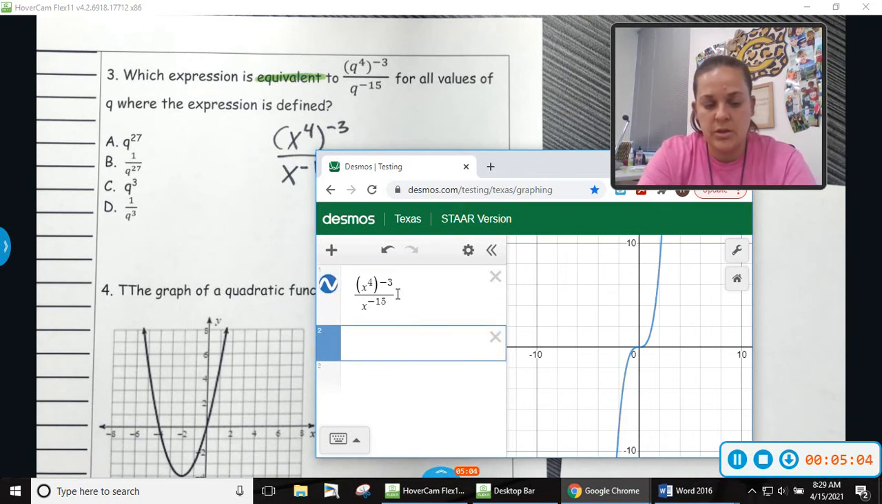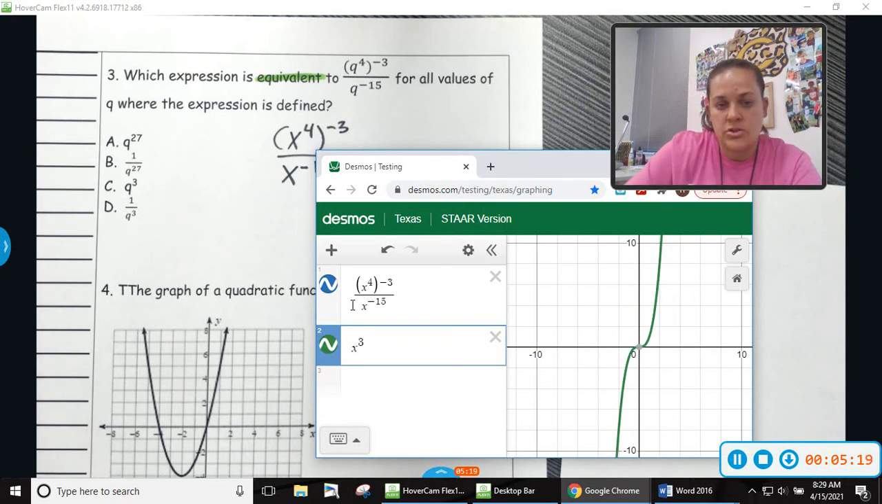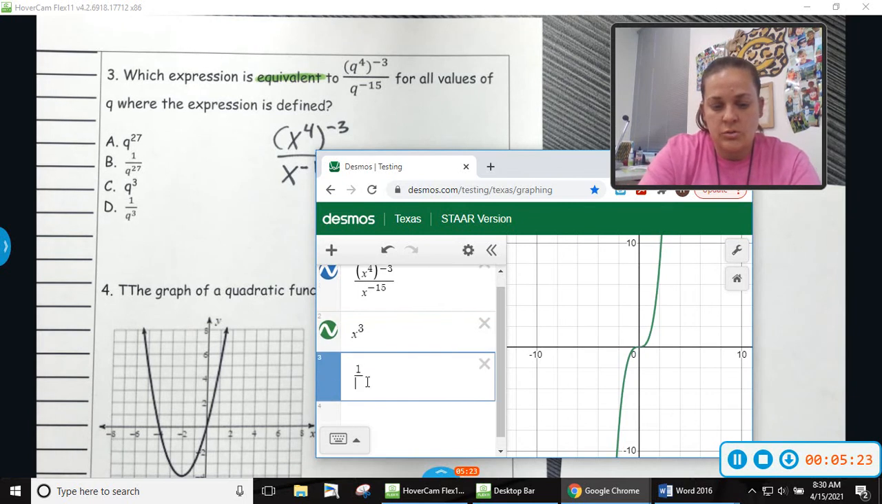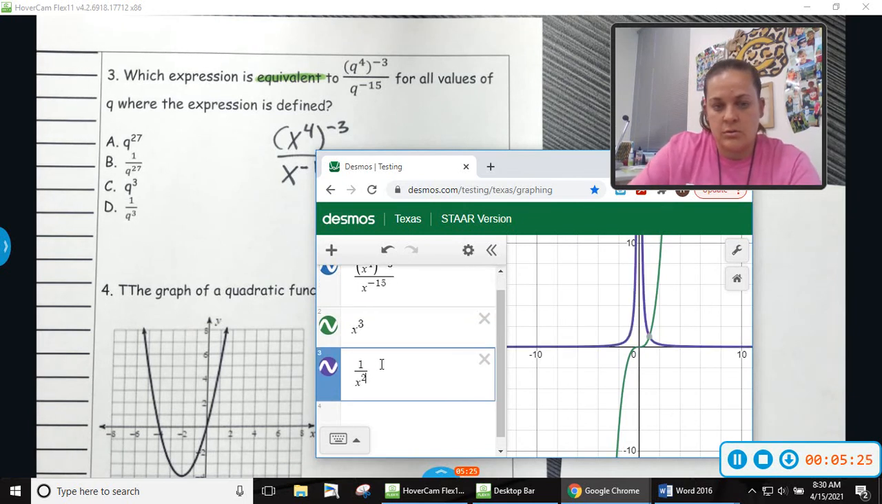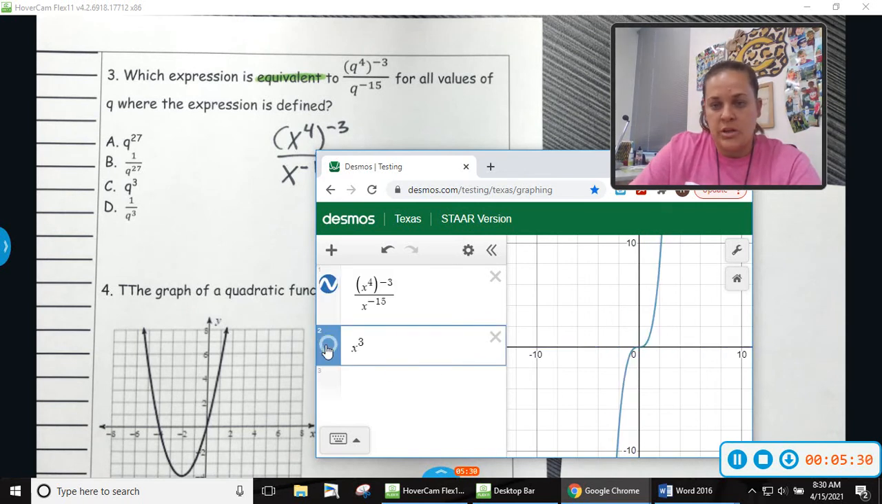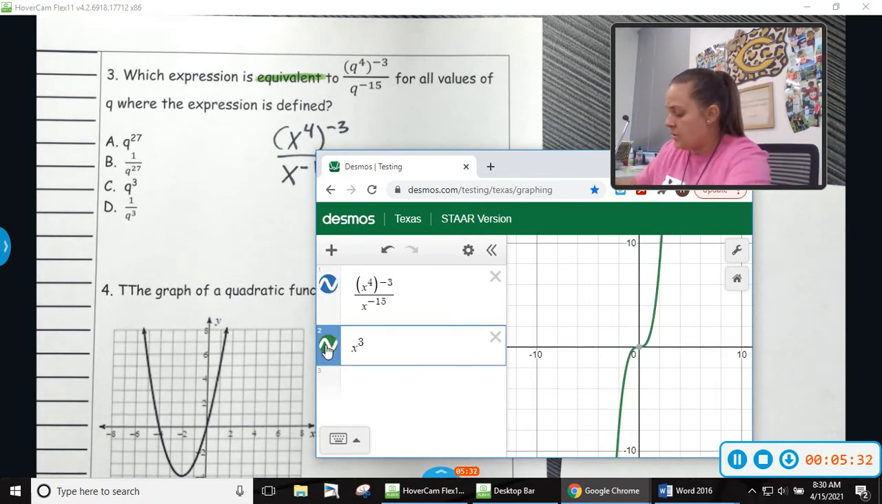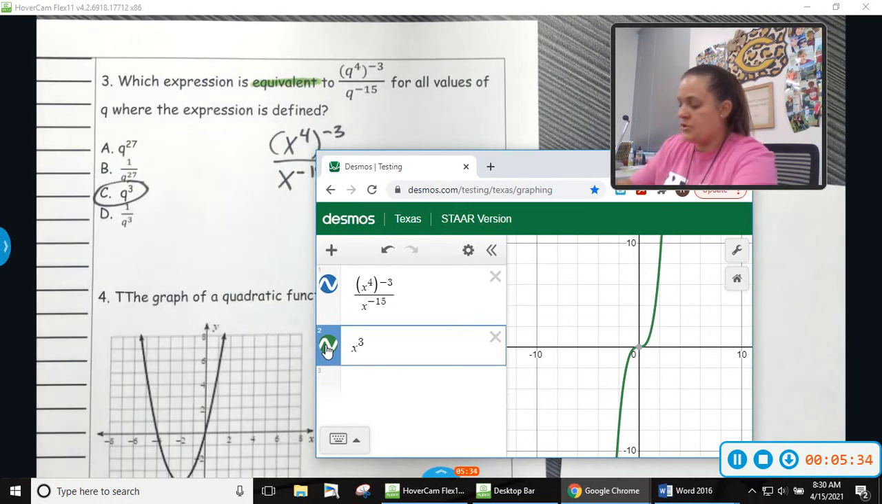So if I type in x to the 27th, that doesn't work. Then if I type in 1 over x to the 27th, that doesn't work. If I type in x to the 3rd, oh, that one matches. Okay, let's type in d just to make sure. So 1 over x to the 3rd, that doesn't work as well. So we can answer this one just by simply typing it in. So that's one way of doing it.